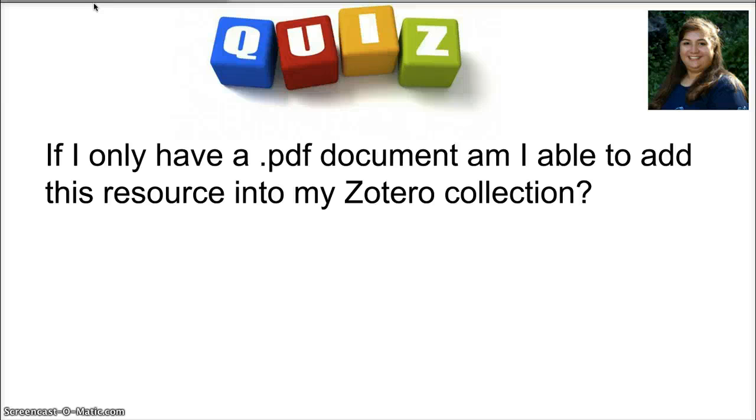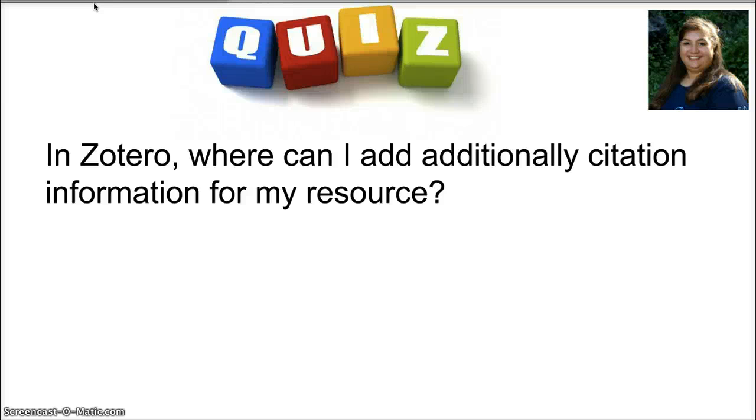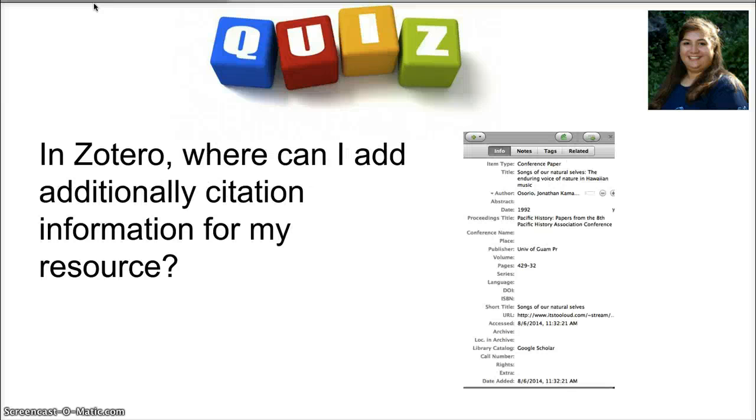Question number 2. If I only have a PDF doc, can I add it to my Zotero collection? Your answer should be yes. And if the PDF has metadata, you can use the little tip I shared to automatically populate it. Question number 3. In Zotero, where can I add additional citation information for my resource? Very simple. You can add it in the right screen, and you can add it in any fields.